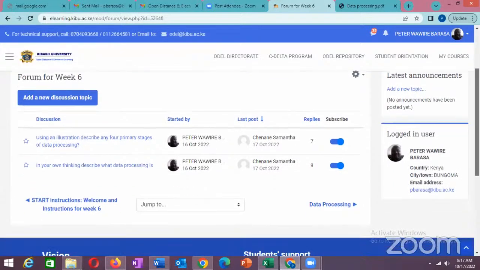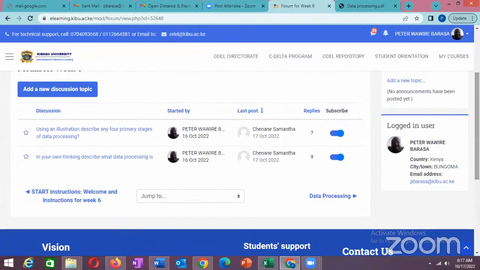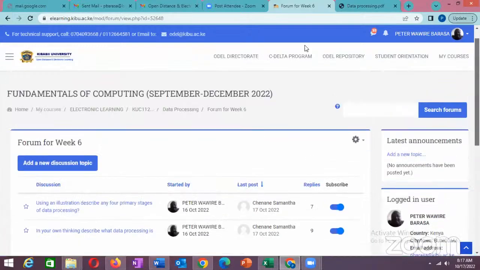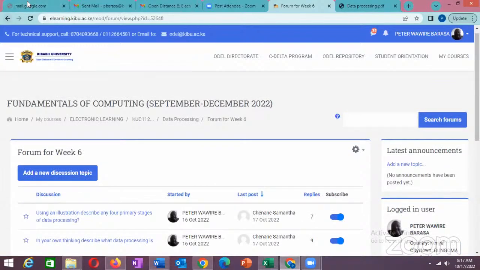So I want you to respond later using an illustration. Describe any 4 primary stages of data processing. That one you'll respond on the forum. In your own thinking, describe what data processing is. You will respond to that in the forum. I leave it up to you to think of how you will respond.